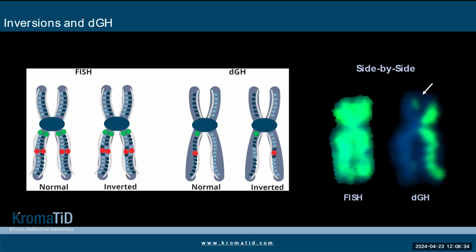In the side-by-side on the right, both chromosomes have an inversion in the P arm, but the green paint probe just covers everything in the FISH reaction. Only DGH shows some of the fluorescence having followed its target DNA onto the left-hand chromatid.